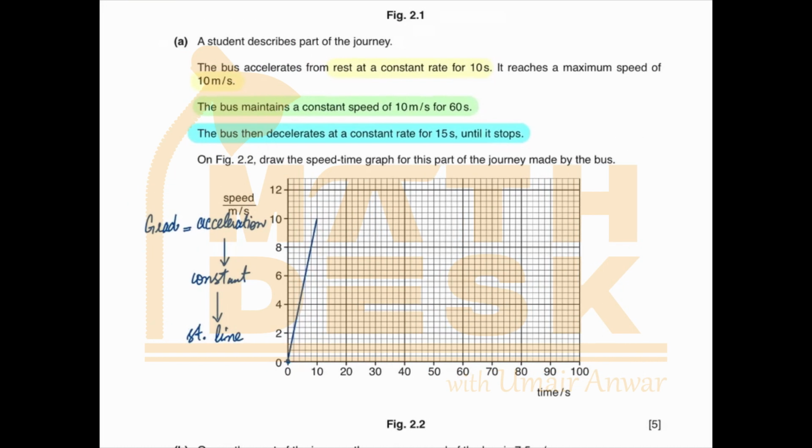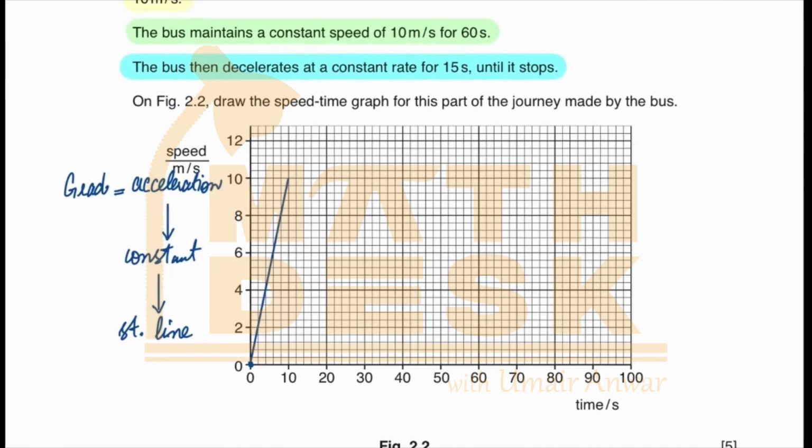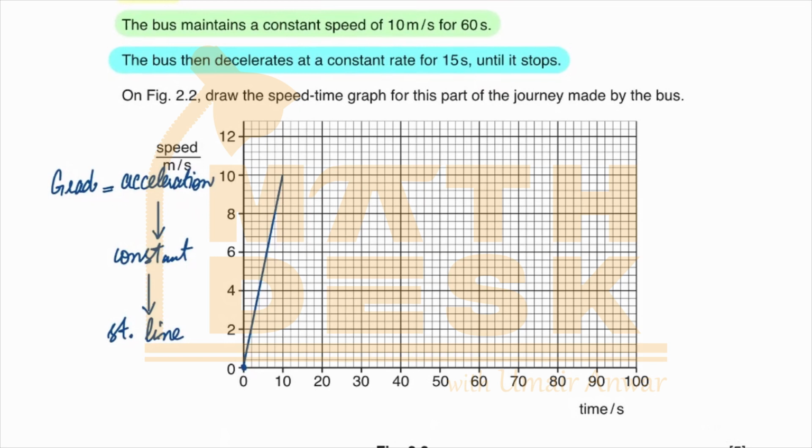Okay, so the second part of the journey, there is a constant speed for 60 seconds. So it means that the constant speed would start from this point and would continue until the bus reaches this point of 70 seconds. So now I'm drawing the second part of the journey, which is a constant speed. So it would be represented by a horizontal line, meaning that the gradient is 0, there is no acceleration, the speed is maintaining its value at 10.